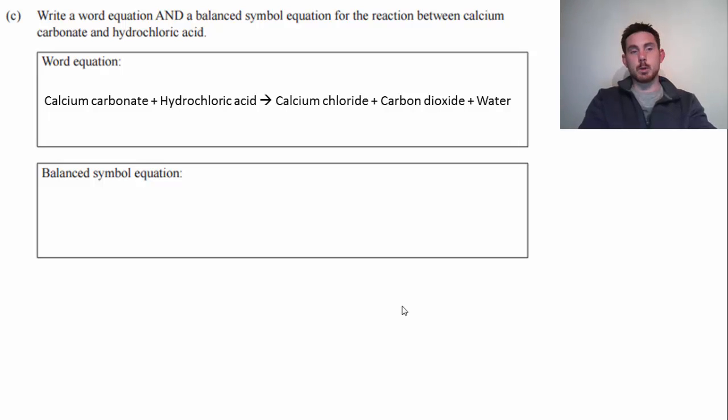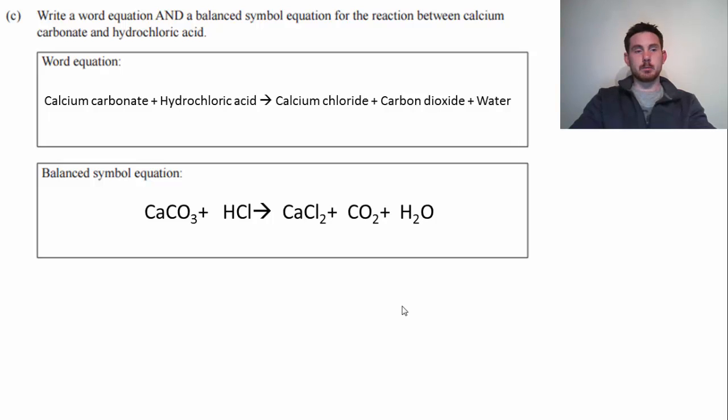It doesn't matter which way round the reactants are and which way round the products are, as long as the reactants are to the left of the arrow and the products are to the right hand side of the arrow. So I could have written as the products water plus calcium chloride plus carbon dioxide. The order doesn't matter. Okay, so the formula for calcium carbonate, CaCO3, and I'll show you how we get that.